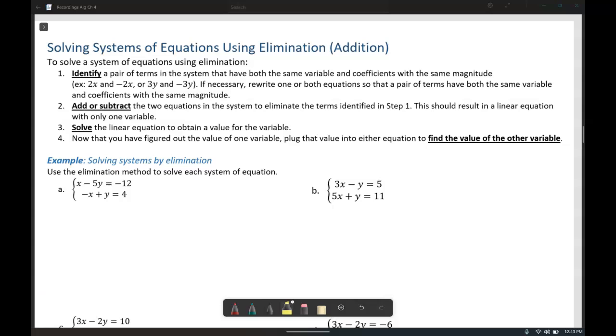Our second algebraic method for solving systems is often referred to as the elimination or the addition method. Now, the ending to this system solution process is very similar to substitution. There will be a small difference in how we start out and the way that we eliminate one of the variables. In this case, what we're trying to do is identify or create a pair of terms that have the same variable and coefficients with the same magnitude, but they have different signs.